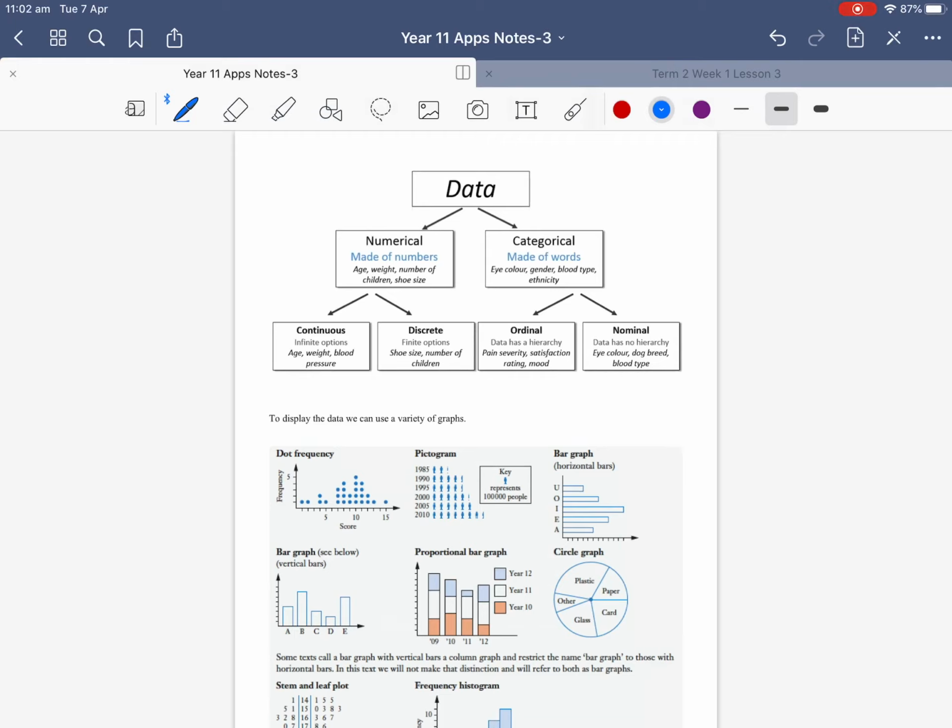So to classify data, the first thing I would say is what are the possible responses to the question, and are the questions going to give you answers that are numbers or words? Okay, so if it's numbers, then numerical. If it's words, it's categorical. Okay, and then from there, you can make the best choice of the two in the subheadings.